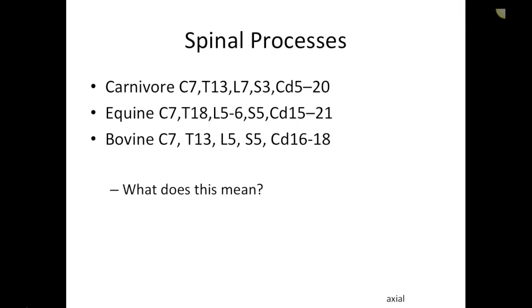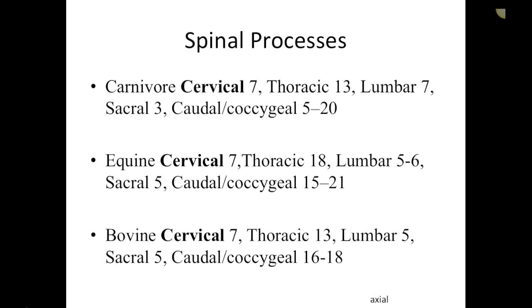So here's a whole bunch of formulae that I'm going to give you. So carnivore, C7, T13, L7, S3, CD 5 to 20. Equine, C7, T18, L5 to 6, S5, CD 15 to 21. Bovine, C7, T13, L5, S5, CD 16 to 18. What does this mean? Well, when we open up those letters, it means carnivore, cervical 7, thoracic 13, lumbar 7, sacral 3, caudal or coccygeal 5 to 20.